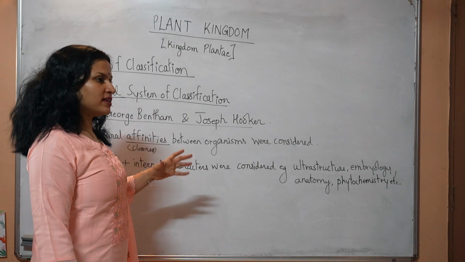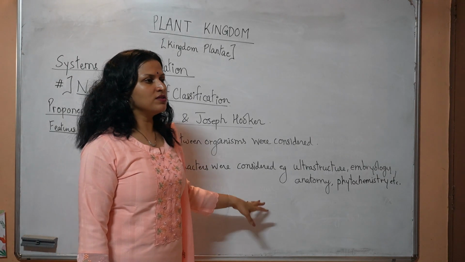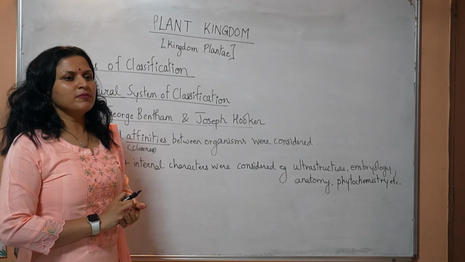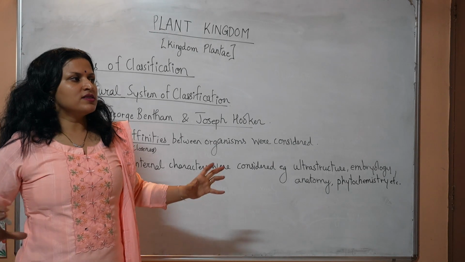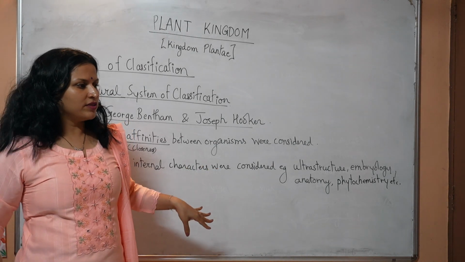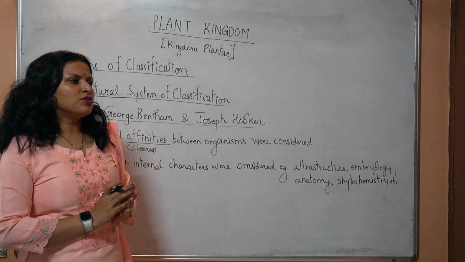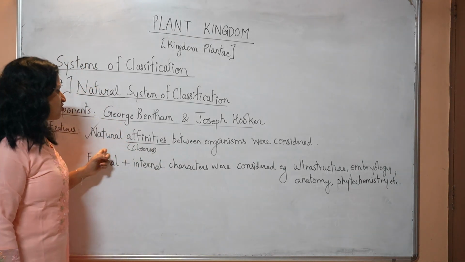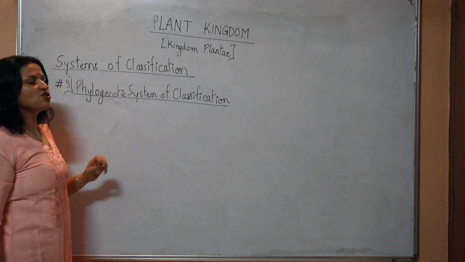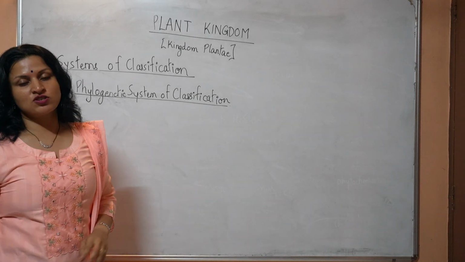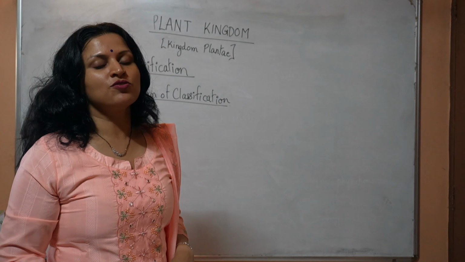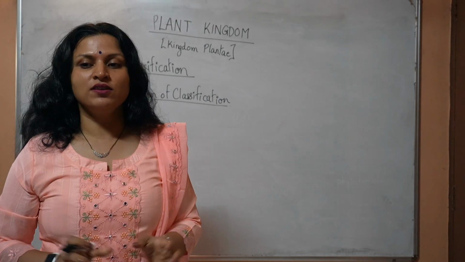Since there was a focus on the external plus internal features of the organism, the closely related organisms that were distantly placed then started coming back together, and also distantly related organisms which were placed together under one category then started moving out. The natural closeness between organisms was considered. Natural affinities between organisms was considered for this. So then came the third system of classification, that is phylogenetic system of classification. In the phylogenetic system of classification, fossils started playing an important role in deducing the relationships between organisms.